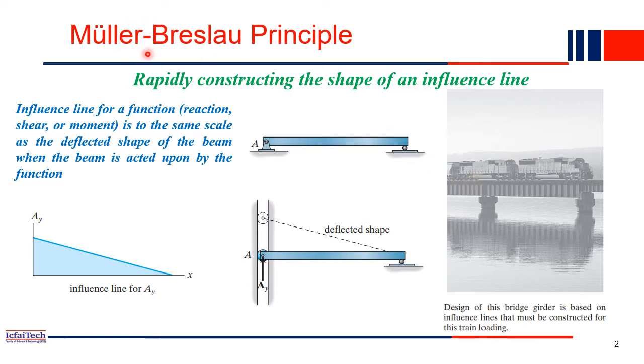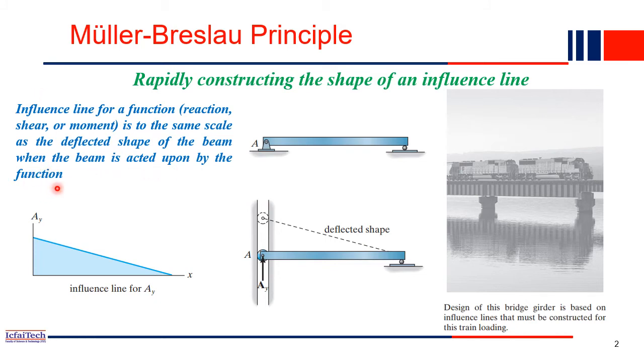So as per this Muller-Breslau principle, you can quickly draw the shape of the influence line diagram for any types of loading. So let's jump into the principle first. What the principle says. So influence line for a function, it may be reaction, shear, or a moment, is to the same scale as the deflected shape of the beam when the beam is acted upon by the function.